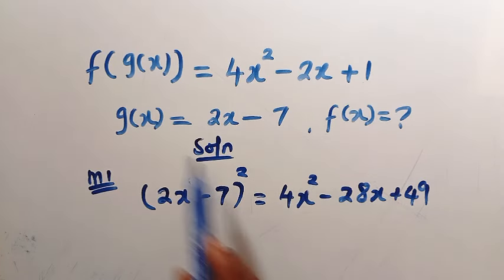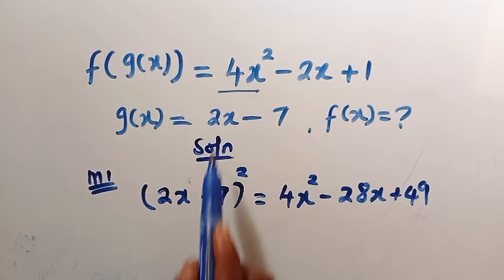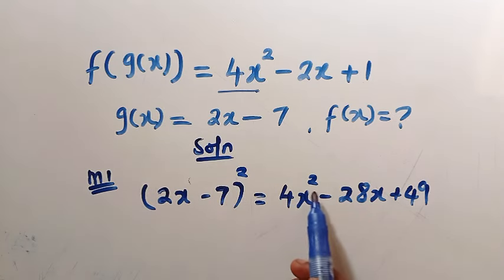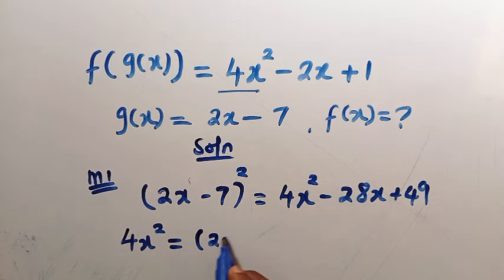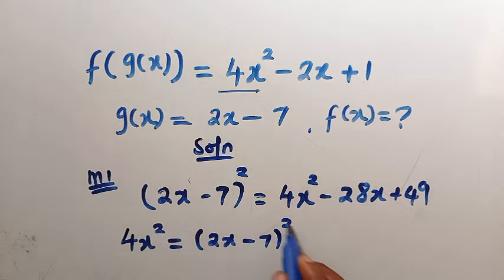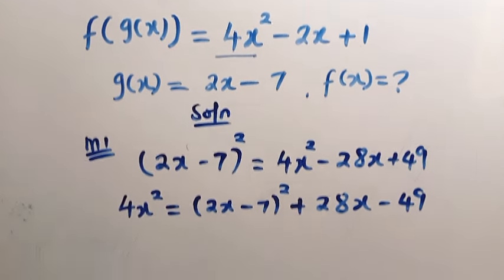I did this because in this composite function f of g of x, we have 4x squared there. So it is easy for me to make 4x squared the subject of the formula from here. By making this the subject, we are going to have 4x squared equals 2x minus 7 raised to power 2, then plus 28x minus 49. So this is what we have. Let's come back there and do the substitution.